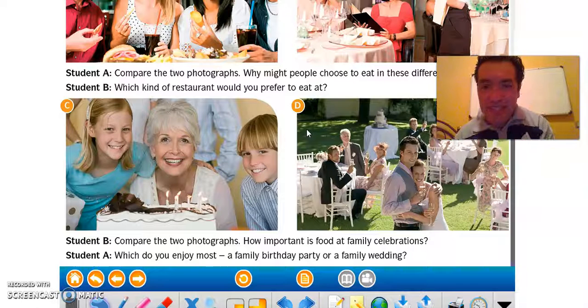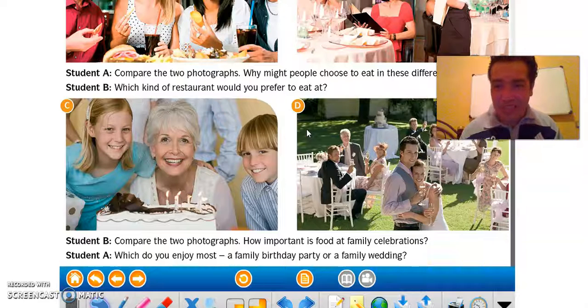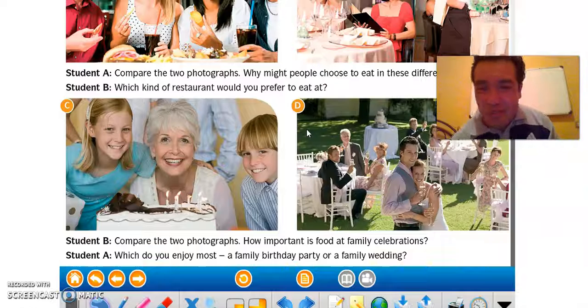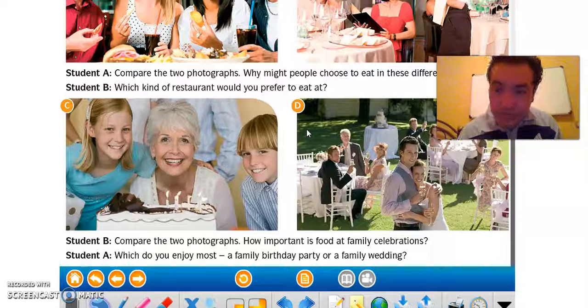Then we have the letter D. The letter D is a wedding, as you can see. So in here you have to be more elegant, more formal. You can't wear or you shouldn't wear tennis shoes, trainers, sneakers, whatever you call them. I mean, and you can see the people who are there are older. They have to be a lot more formal, and so on.